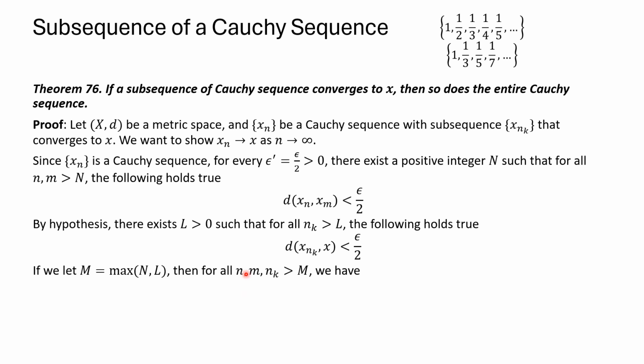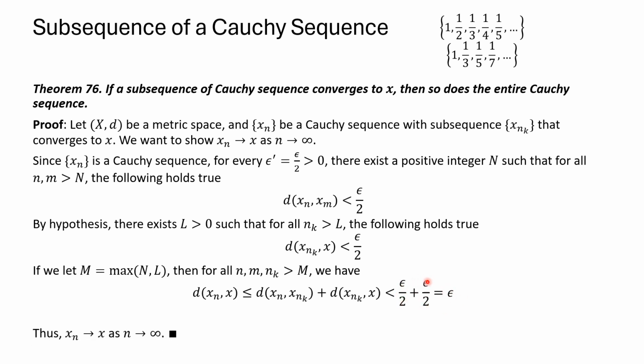So here we have n, m, and n sub k greater than m, where m is the maximum of n and l, then these two things hold true. If we use the triangle inequality, we have the distance between x sub n and x is less than the sum here, again by the triangle inequality, and then we just plug in epsilon over 2, so we're less than epsilon. So this is basically the definition of the convergence of the sequence x sub n converging to x as n goes to infinity, which is what we wanted to prove.